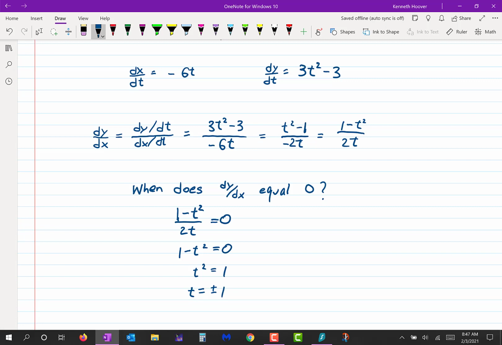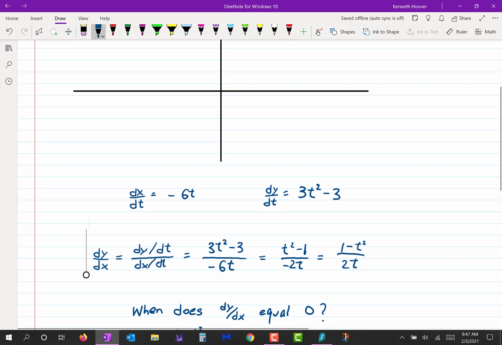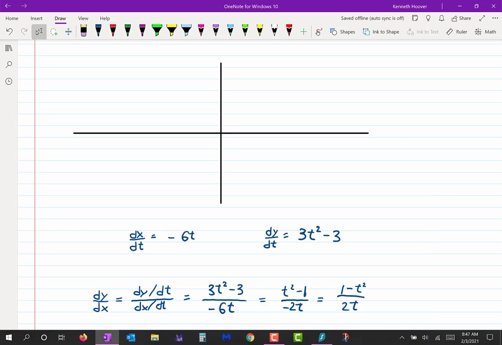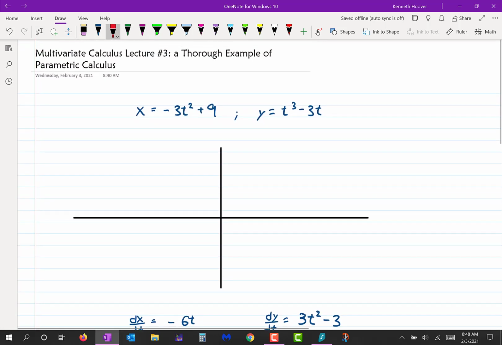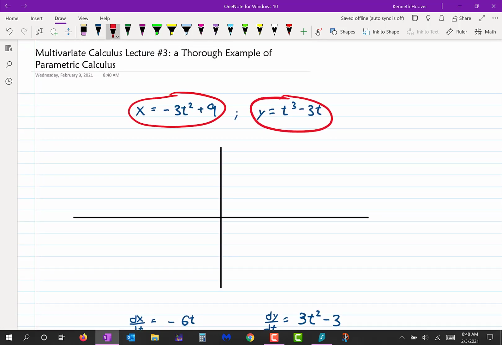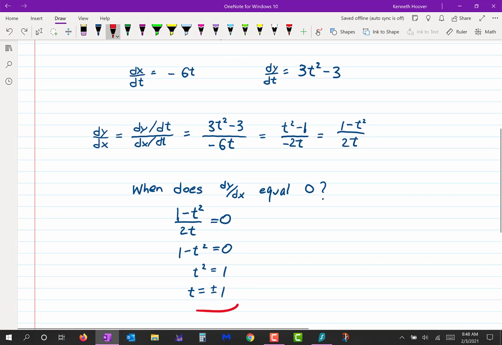So now, here's what you do when you have parametric equations. To find the points on the graph that correspond to different situations, you take the values of t and you plug them into the equations for x and y. So what I'm going to write here is, when t equals negative 1 first.